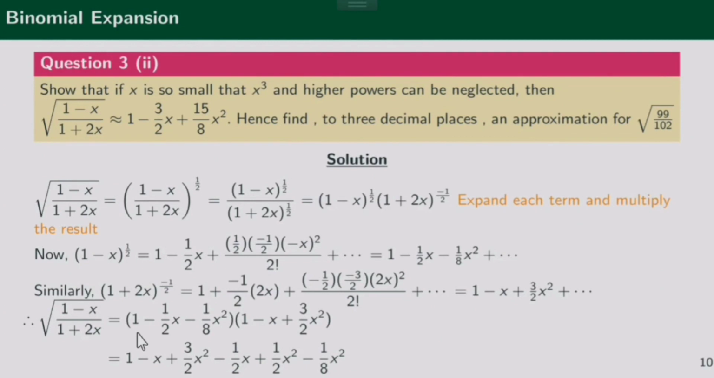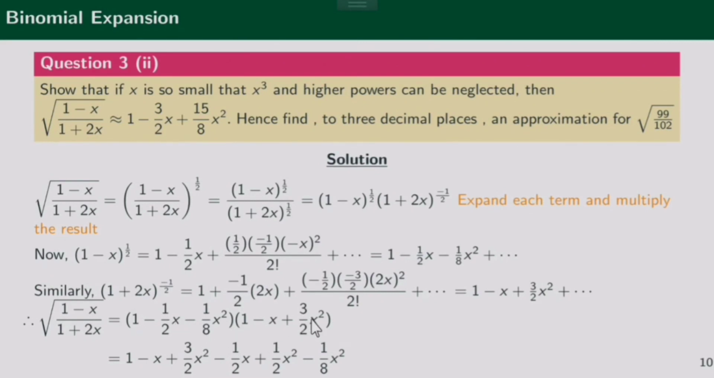Okay, let me take the multiplication all over again. 1 times 1 is 1. 1 times negative x. 1 times 3 over 2x squared gives me 3 over 2x squared, the same thing. Move on to the next one, which is negative half. Negative half times 1, negative half x. Negative half x times 3 over 2x squared.